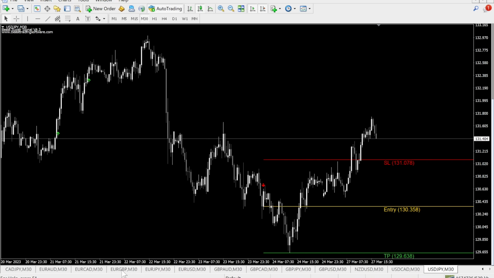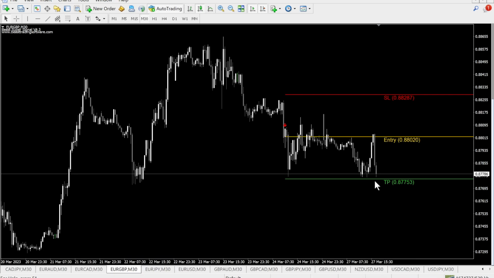Now I just want to go back to Euro GBP and see. No, it's still, man, it looks like it's almost going to hit take profit. I was just curious to see if it actually did it, but not quite yet.